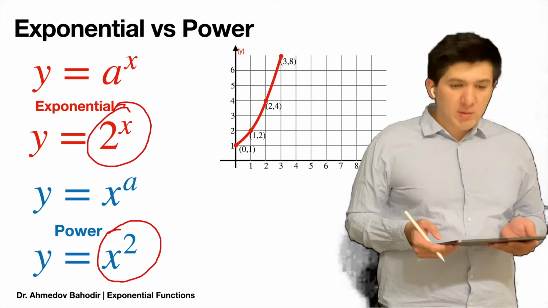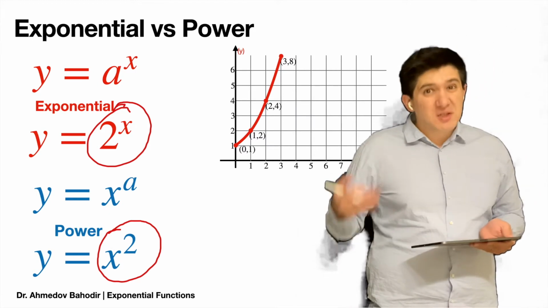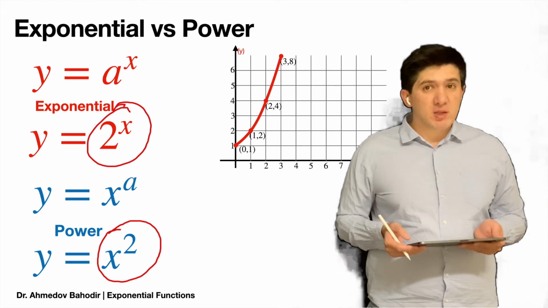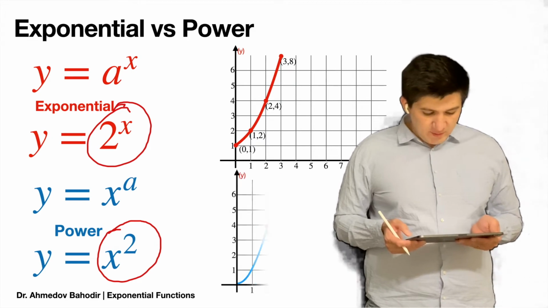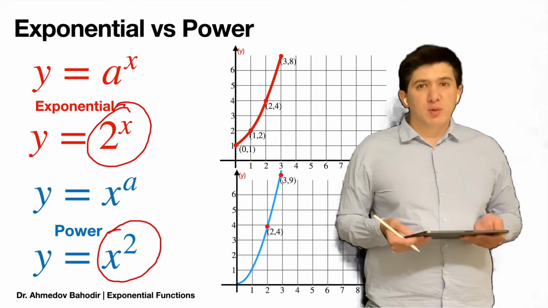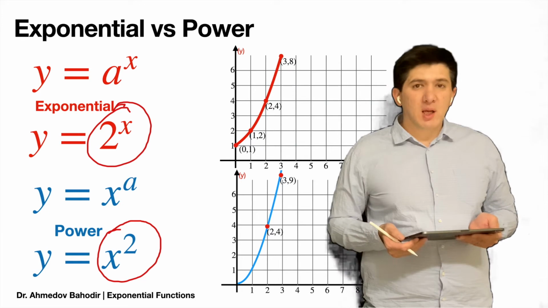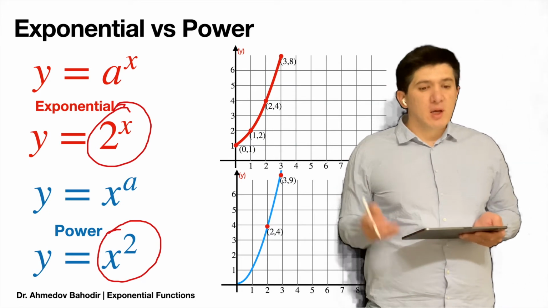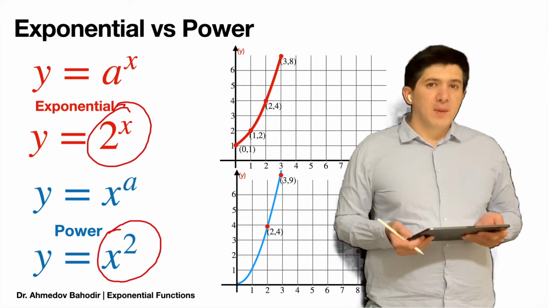So for example, the graph of the exponential function, which is 2 to the power of x, which we have seen before, is going to be like this, and the graph of the power function x squared on the right-hand side part of the rectangular coordinate system is going to be like this. So even their graphs are similar, right?